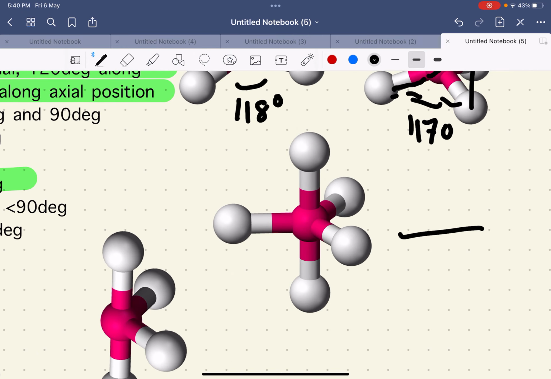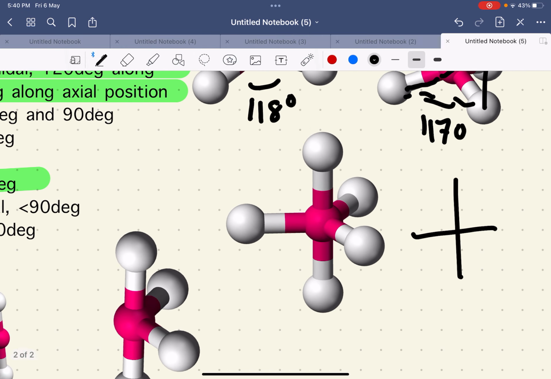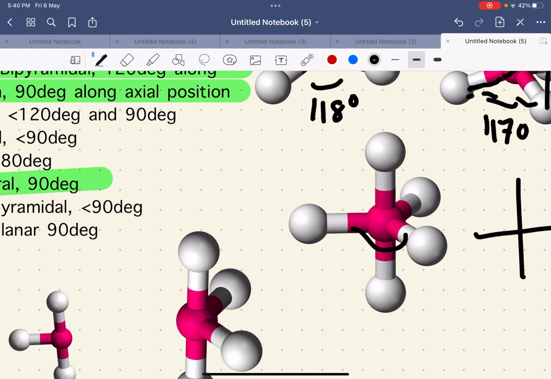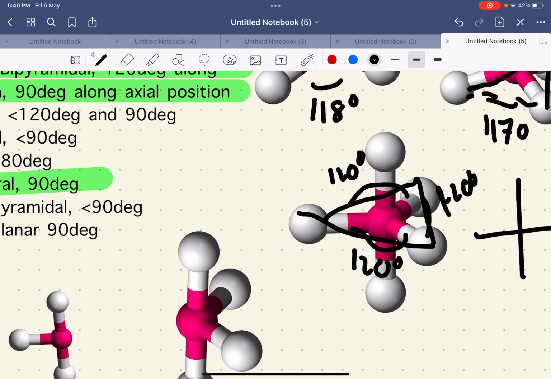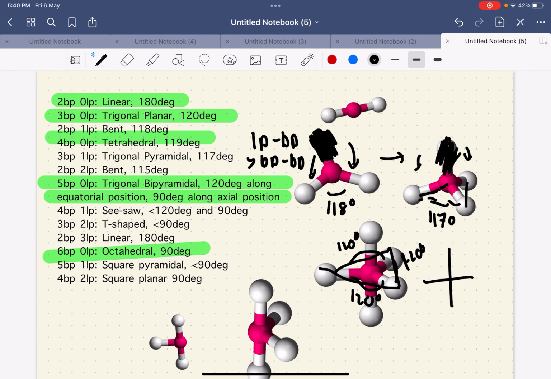Equator, we know equatorial. Axial, we know is axis. So the equatorial position is between here. This one is 120 degrees. This one here, 120 degrees, 120 degrees. Then this one is actually very simple to memorize because this one is just a square.